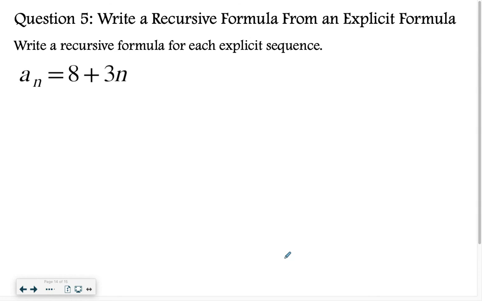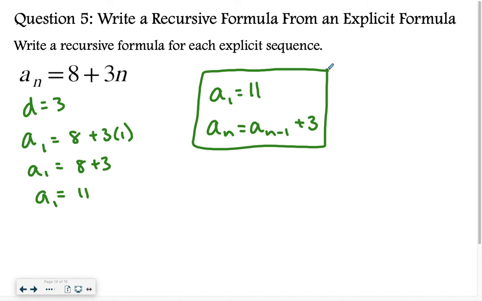Now, I want you to take this information, apply those same steps, and turn this explicit sequence into a recursive formula. Good luck! For your recursive formula, hopefully you found the first term was 11, and your recursive formula would be a subscript n equals a subscript n minus 1 plus 3. If you have questions on how I got there, please don't hesitate to ask for some help. I'm more than happy to assist you.